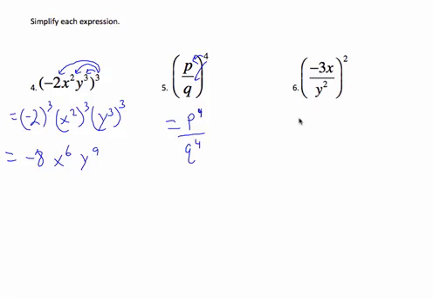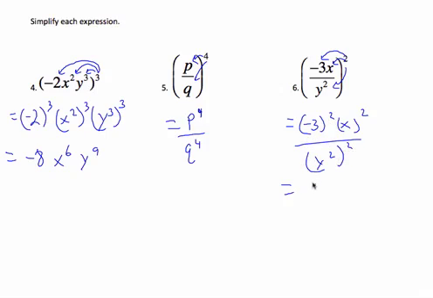And lastly, we have to exponentiate everything here in the brackets. So it's going to be negative 3 to the power of 2, x to the power of 2, and y squared to the power of 2. So you're going to have negative 3 squared, x squared, out of y squared squared. This gives you positive 9. We get x squared, and then the denominator, y squared squared. You multiply the exponents, you get y to the power of 4.